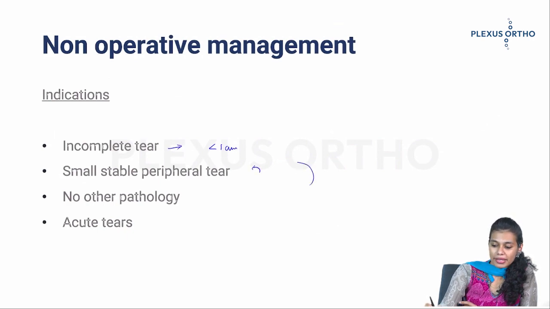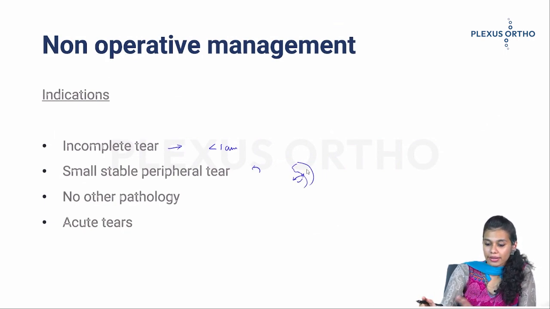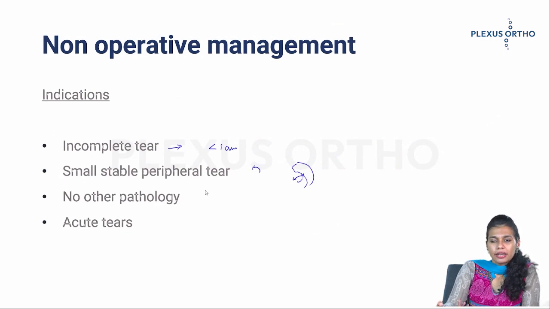That is, you have a meniscus, you have a tear, but the loose fragments of the tear do not come into the joint to disrupt it. So that is a stable tear. It stays where it is. There is no other associated pathology like ligamentous injury. So if there's an isolated, small, less than 1 centimeter, stable meniscus tear, we can consider non-operative management.